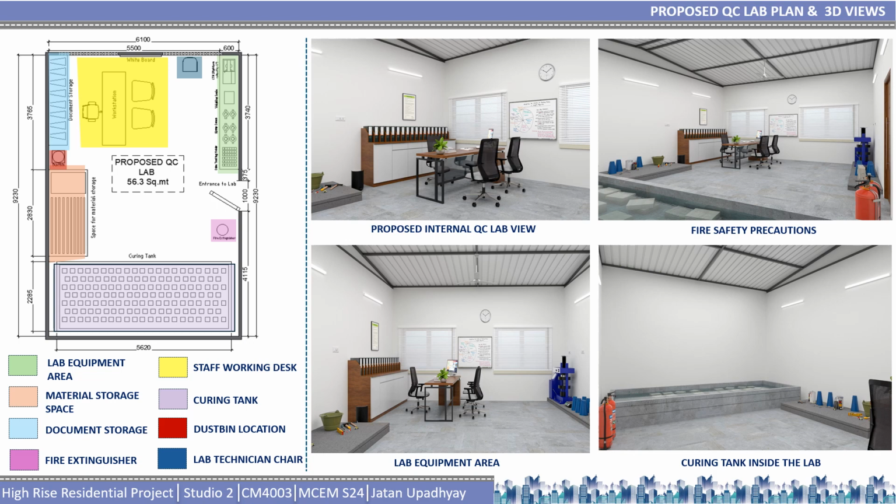After considering all the areas of improvement, we prepared a proposed plan of the quality control lab, in which the area of the lab is enlarged to around 56 square meters. Also, the curing tank is located in the QC lab, and the area of the curing tank is also enlarged. There are a lab equipment area, material storage space, document storage, fire extinguisher, staff working desks, curing tank, dustbin, and lab technician chair in the quality control lab.